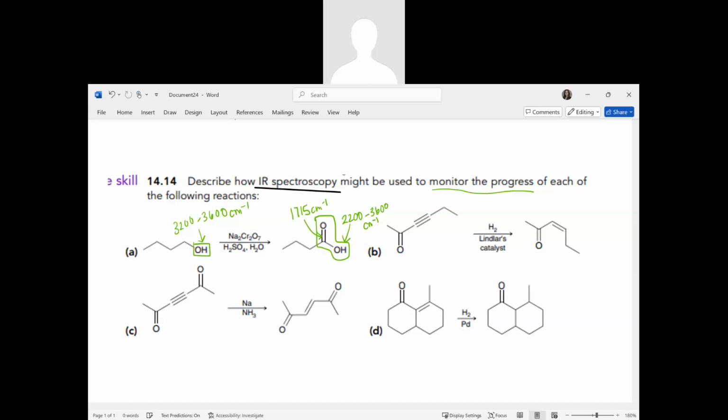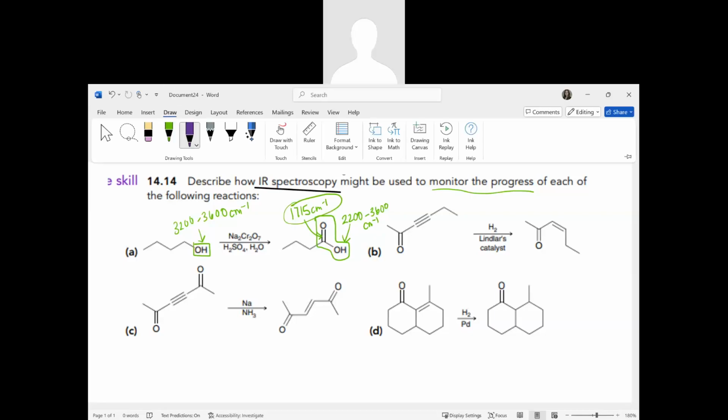For this specific case, we could comment that we have an overlapping signal between our alcohol and our carboxylic acid. That may not be apparent, but when our product is formed, we will have this additional signal that's generated. So we could use that specific signal to monitor our progress. Let's take a look at what happened in B here.